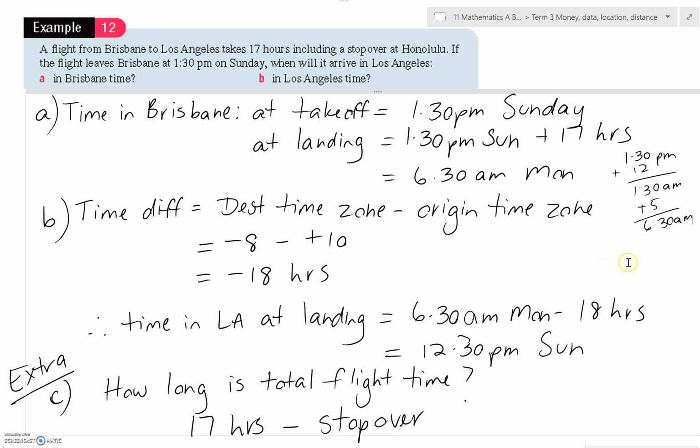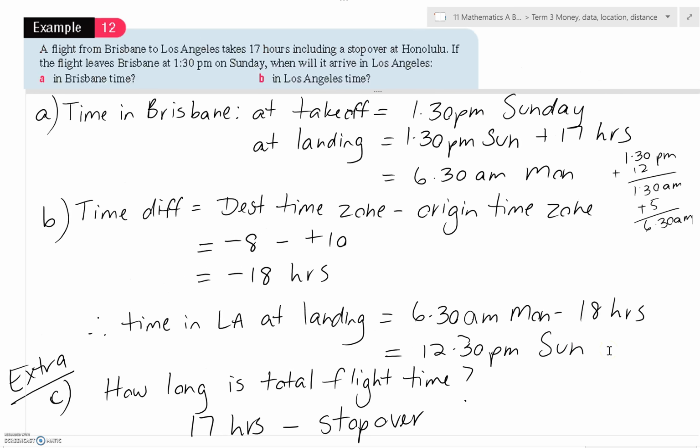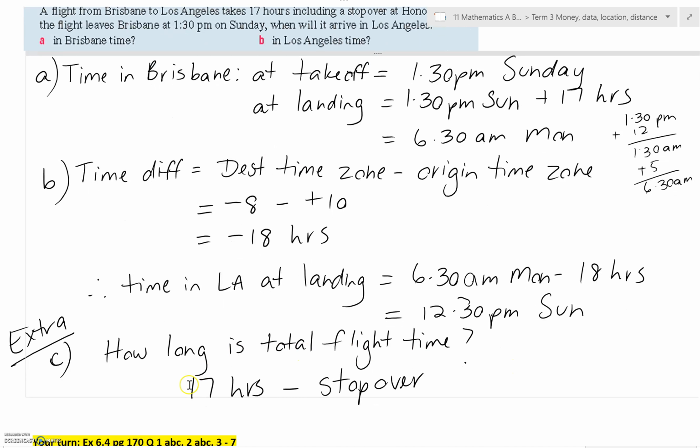It's interesting. Now, I've just thrown a little extra one here. How long is the flight time in total? So if you were told how long the stopover was, you would deduct that from the total travel time. Now, we're not told here, so we can't work it out, but keep that in mind if you're given a question that says how long is the flight time and you've got some information about stopovers. Stopovers are when you are not flying, so you would take that off any flight time.